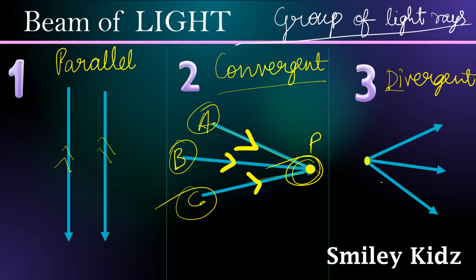Then we have divergent. Those group of light rays which actually spread or appear to spread from a point is a divergent beam of light. For example, the sun. It diverges the light rays in different directions, right? Such rays are known as the divergent beam of light rays.